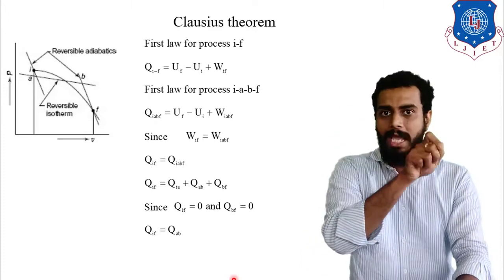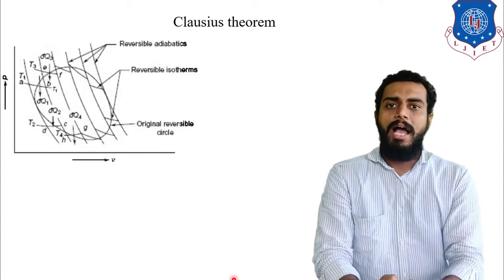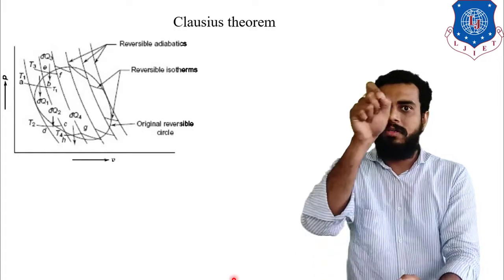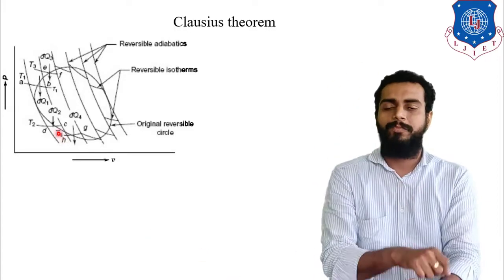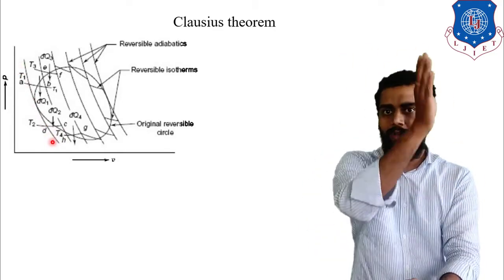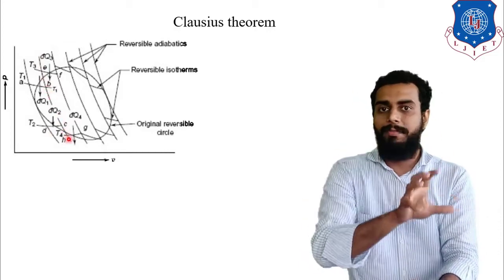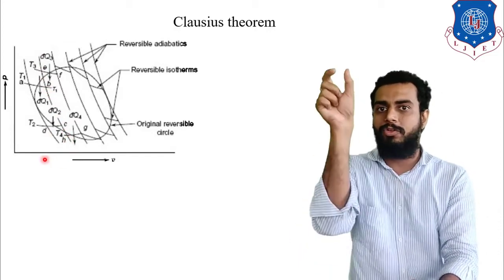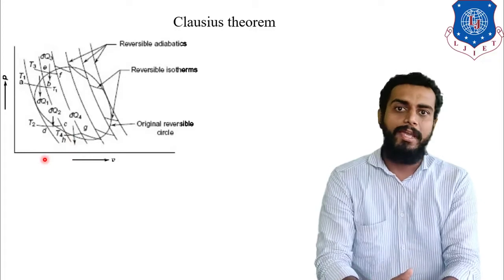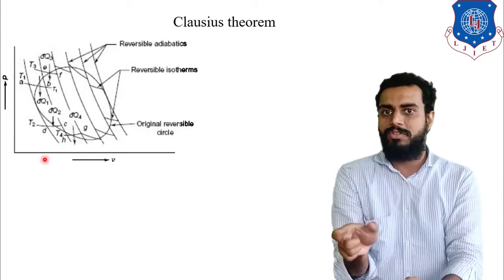In this PV diagram I am drawing a whole cycle. Okay, and now I am dividing this whole cycle into small strips. So I am drawing reversible adiabatic lines like this. If I draw multiple reversible adiabatic lines, then I will be able to divide this whole cycle into small strips. Now observe over here, observe the first two strips.